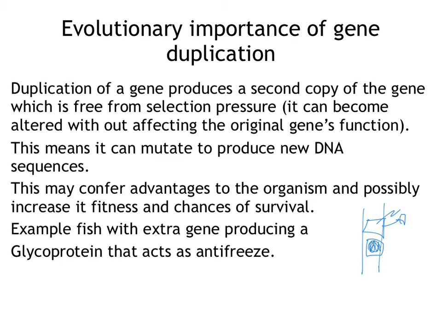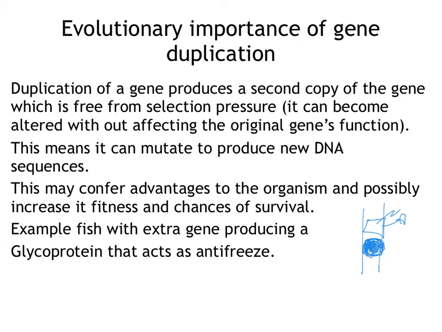But this second gene that's here isn't affected by any selective pressures. So it can go on mutating, it can mutate to produce new DNA sequences. The example I've given here is a fish that's got an extra gene, which produces a glycoprotein that acts as an antifreeze. Obviously, in hot weather, that's not of any importance, but if it starts to get colder, then this antifreeze that's being produced is a beneficial thing.